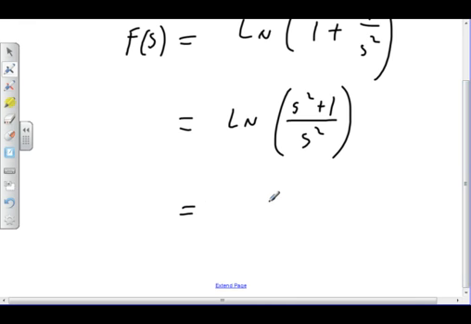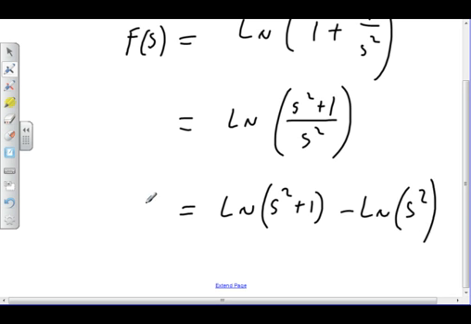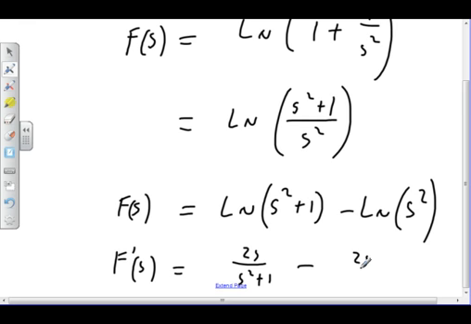Yeah, that looks okay. And then I could write that as natural log of s squared plus 1 minus natural log of s squared. I can do that, right? And then I can take the derivative of it and come up with 1 over s squared plus 1 with an s on top. Just because Andy is going to make me do the whole problem and then tell me there's supposed to be an s there later on, 2s. And then minus natural log, 2s over s squared.